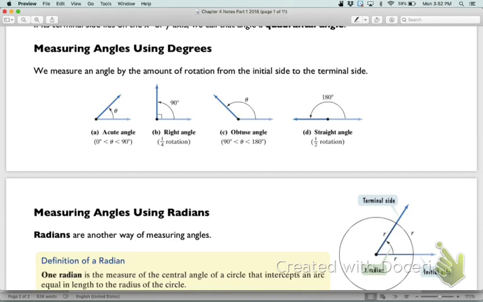With degrees, we can keep going. And so you would get to 270 and then 360 if you keep going around on the axes. But once you get past 180 degrees, we don't really give them a name anymore. So acute, right, obtuse, straight, and then anything after that is just a big old angle.